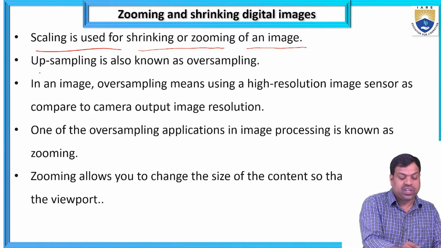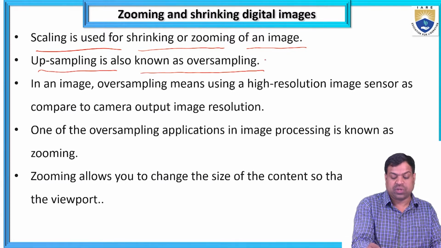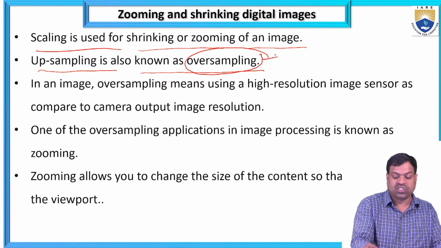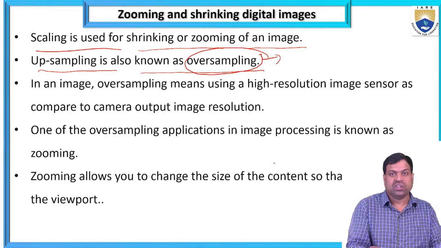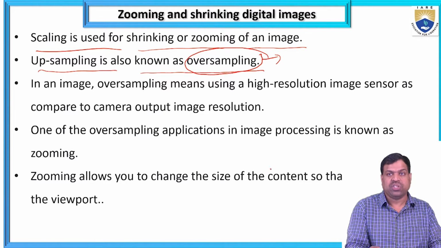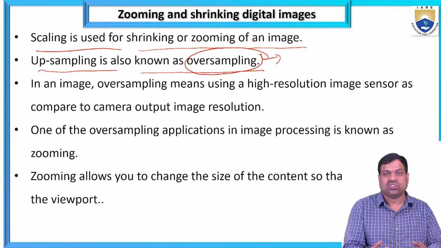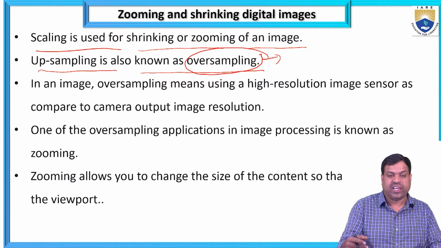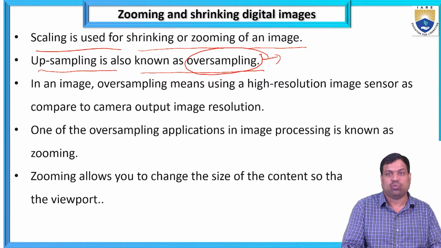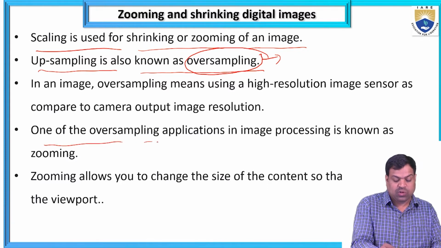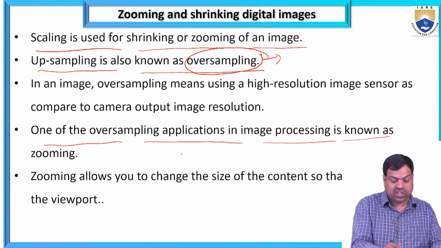Suppose I'm taking upsampling, also known as oversampling. When I'm going for oversampling, that is called upsampling. In an image, oversampling means using a high resolution image sensor compared to the camera output image resolution. When I'm applying the zooming, I need a high resolution image sensor, so then I go for the oversampling. Oversampling is indirectly helpful for the zooming method, giving a high resolution on the camera output. One of the oversampling applications in image processing is known as zooming.